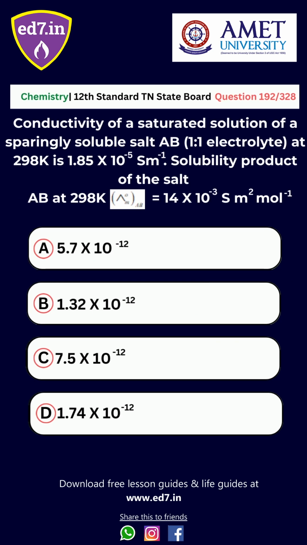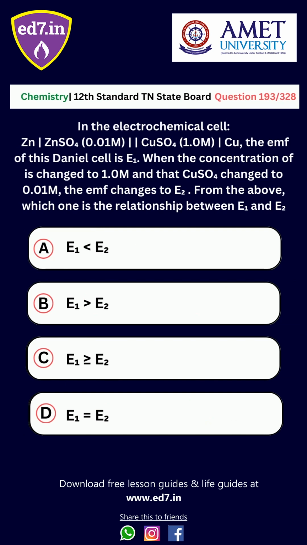Question number 192. Conductivity of a saturated solution of a sparingly soluble salt AB, a 1:1 electrolyte, at 298 Kelvin is 1.85 into 10 to the power minus 5 S per meter. The solubility product of the salt AB at 298 Kelvin, given lambda equal to 14 into 10 to the power minus 3 S meter square mole inverse, is: Option A. 5.7 into 10 to the power minus 12. Option B. 1.32 into 10 to the power minus 12. Option C. 7.5 into 10 to the power minus 12. Option D. 1.74 into 10 to the power minus 12. The correct option is option D. 1.74 into 10 to the power minus 12.